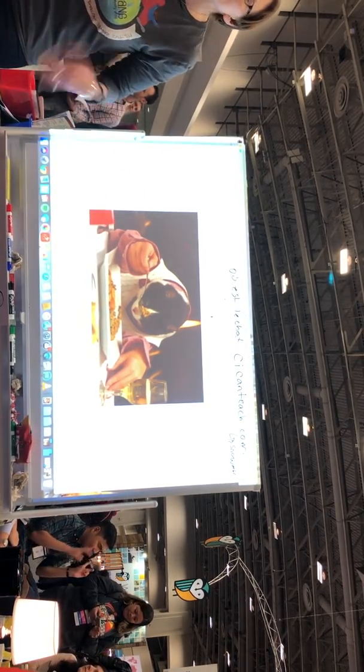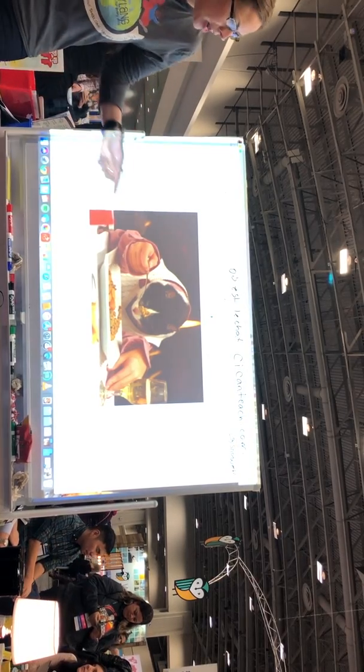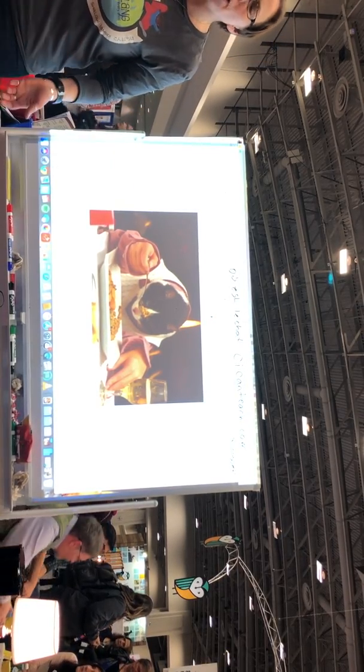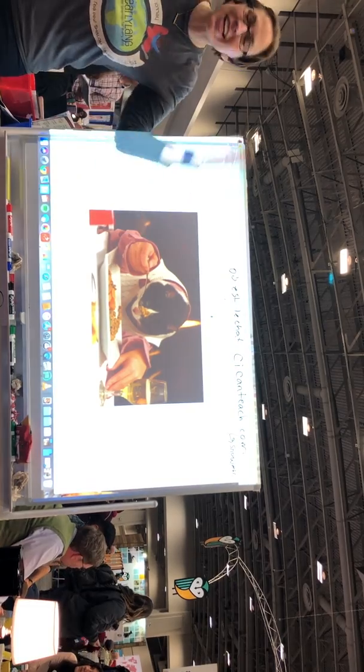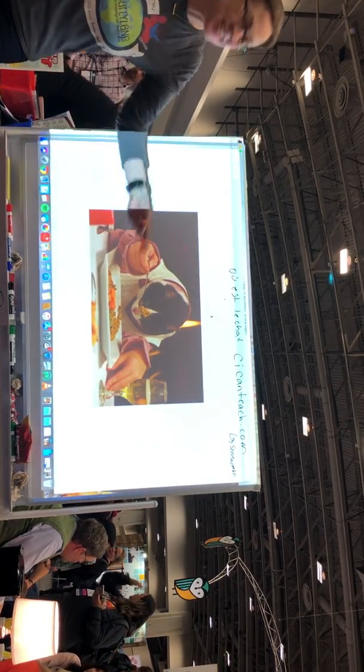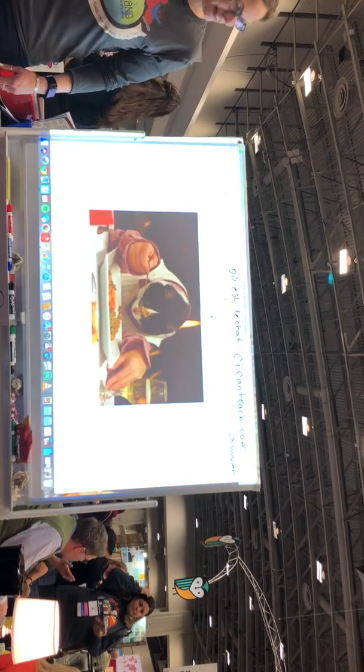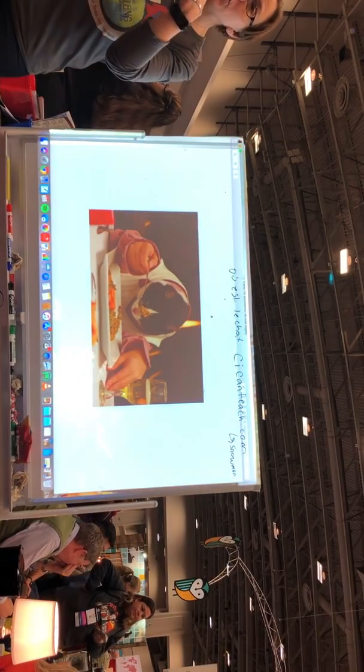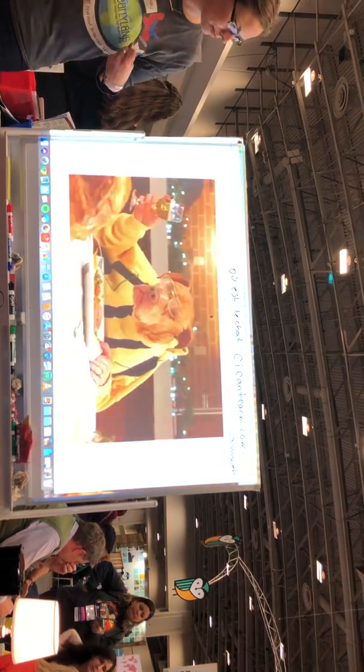What color is the cat? Black and white. Are the hands big or the hands small? The hands are big. Is the cat's head big or is the cat's head small? It's pretty small. Is the cat eating? Does the cat have food in his mouth? No.